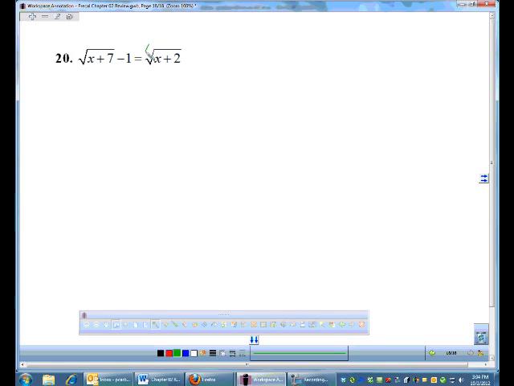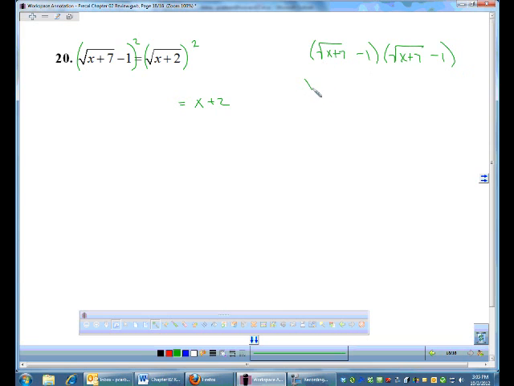We're going to have to square both sides. The right side's going to be easy because if I square that, I'm just going to get x plus 2. The left side is a pain because you have to square that in its entirety. You can't just square the parts individually, which means we have to FOIL this out. It's root x plus 7 minus 1 times root x plus 7 minus 1, and we have to FOIL that.